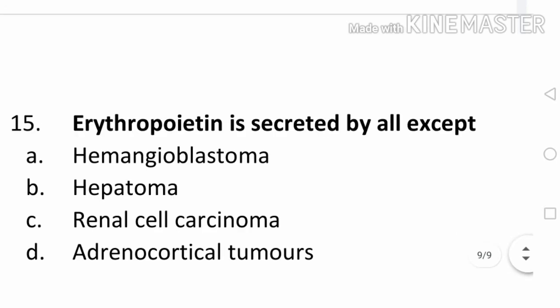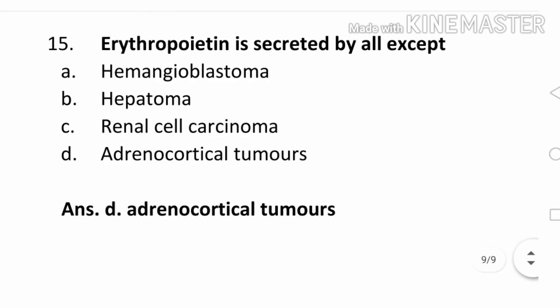And the last question, question number 15. Erythropoietin is secreted by all except option A hemangioblastoma, B hepatoma, C renal cell carcinoma, D adrenocortical tumors. The correct answer is D adrenocortical tumors. All other three carcinomas increase secretion of erythropoietin.